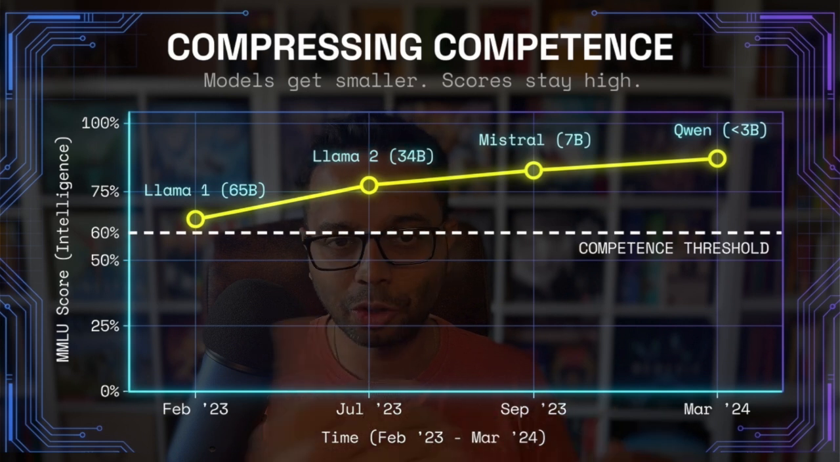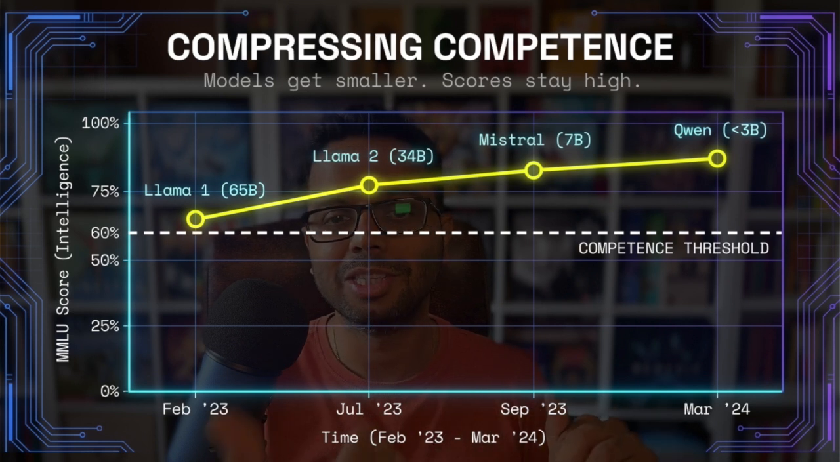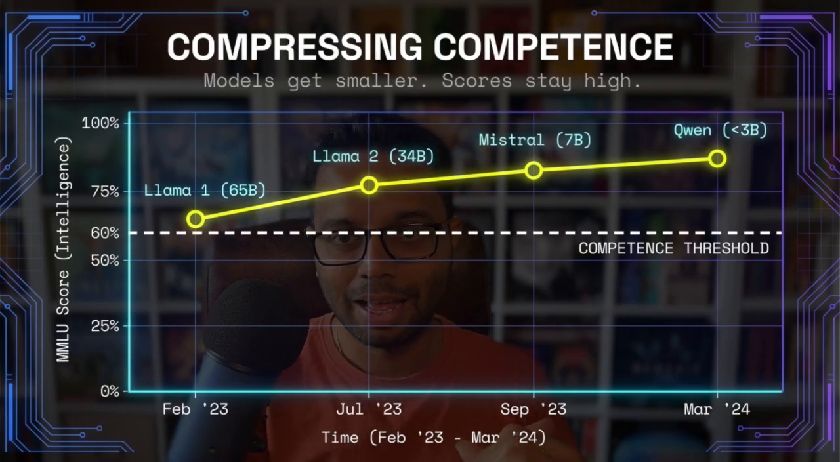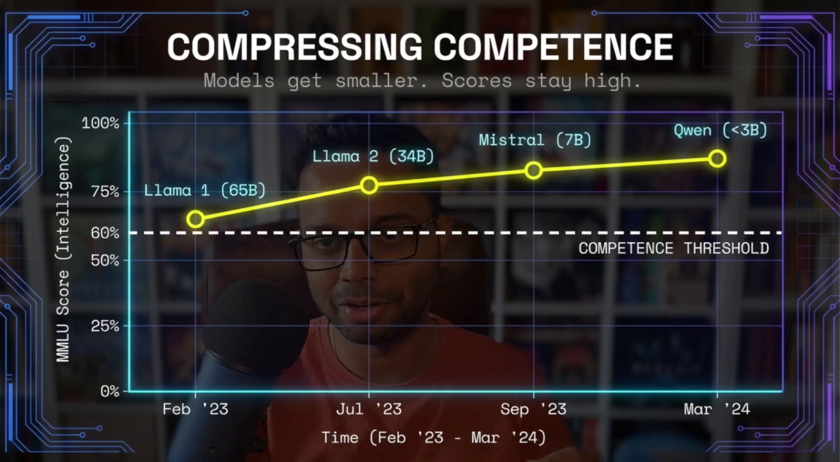But Llama 2, which was 34 billion parameters, scored more than 75%. Mistral 7B, which was even smaller, scored more than 83% in this benchmarking. And a model with 3 billion parameters or fewer, which came out in March 2024, actually did around 88%.